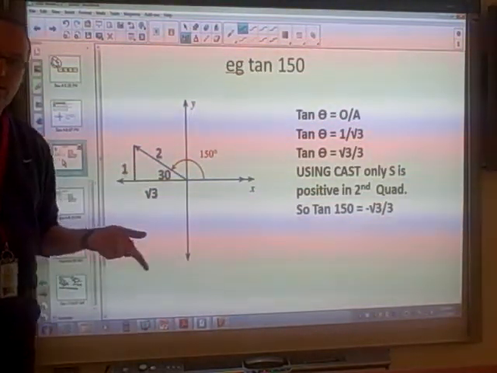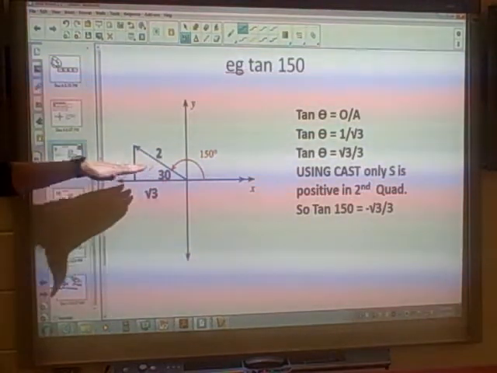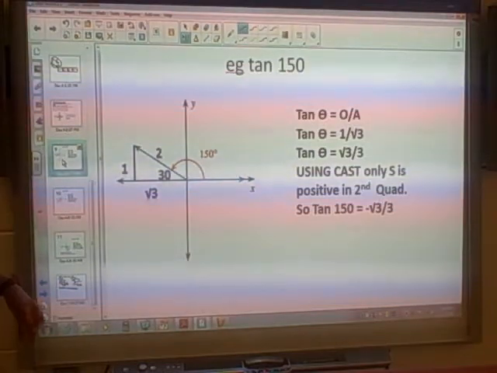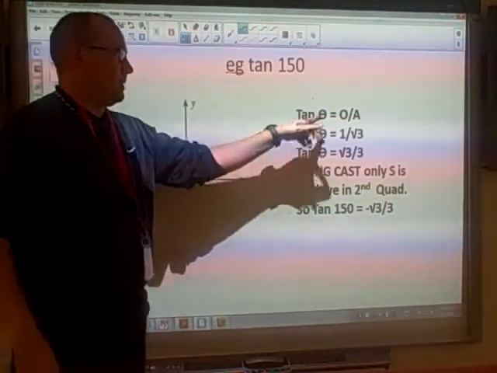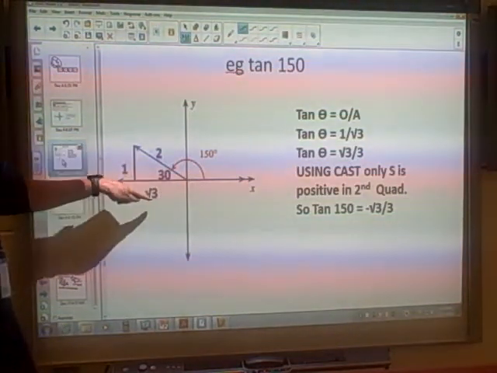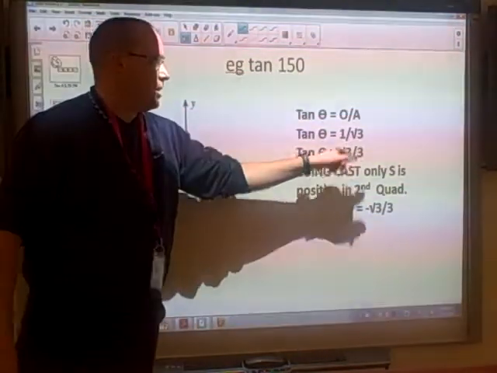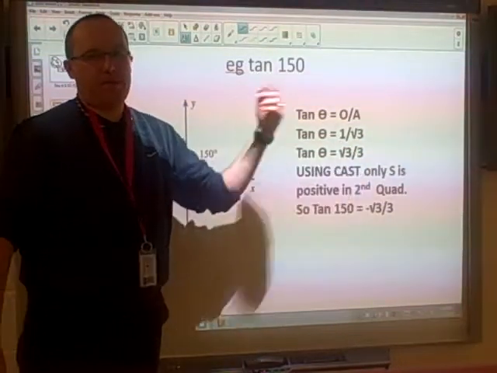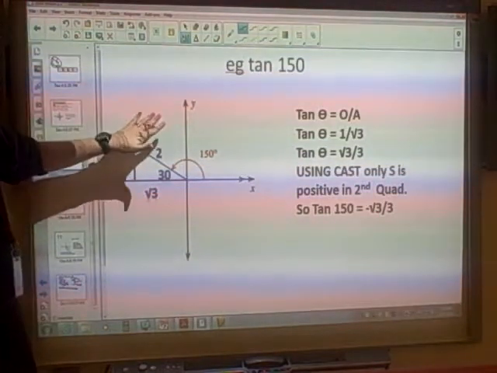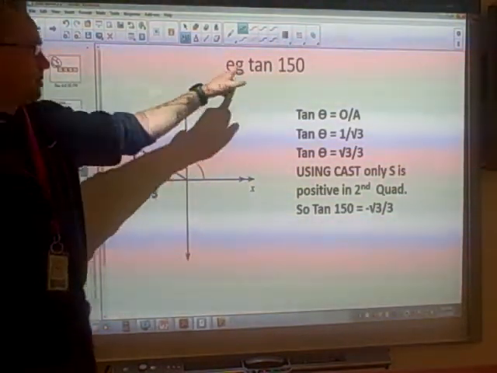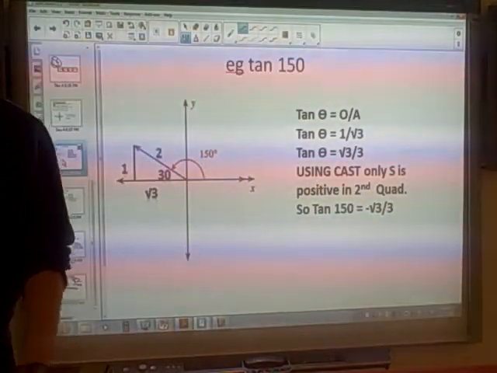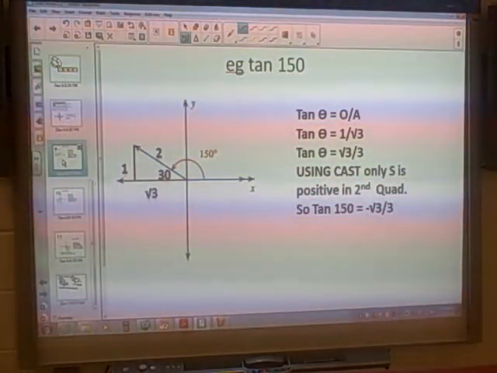Now the 30-degree triangle is one that we had earlier, because this is our special values. So if we label the sides 1, 2 and radical 3, making sure they're in the correct place, then we can start to answer the question. As we're doing tan here, we're going to do opposite divided by adjacent. So the opposite side is 1, and the adjacent side is radical 3. If we rationalize that, then we get radical 3 over 3. Now using CAST, S tells you that only sine is positive. As this question isn't sine, that tells you the answer must be negative. So we go ahead and insert our negative sign at the end of the question.